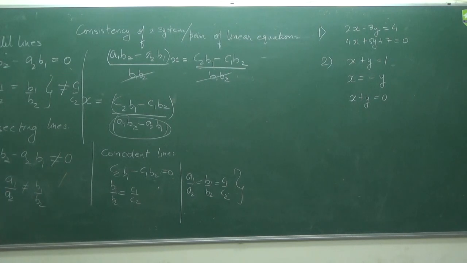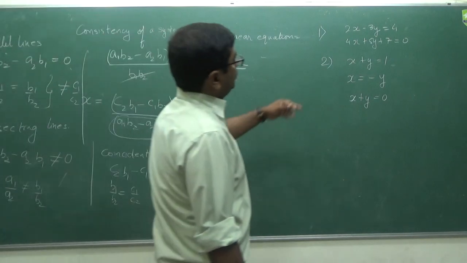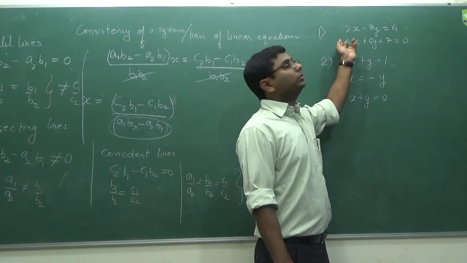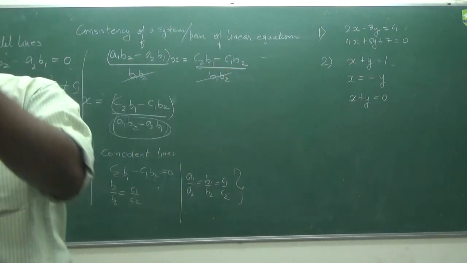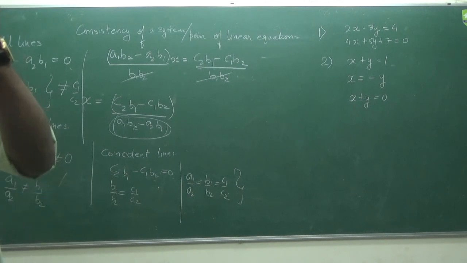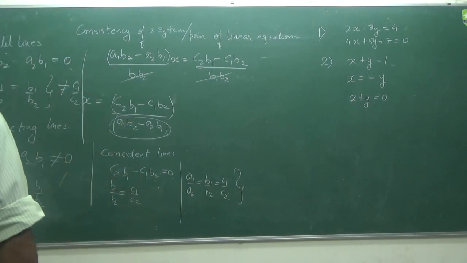And for the first one, there is a solution or not? Yes, there is. Why? Because 2 by 4 is 1 by 2, minus 3 by 5 is... So 1 by 2 is not equal to minus 3 by 5. The moment you saw that, that those two ratios are not same, it has to be consistent. Got it, Veda?